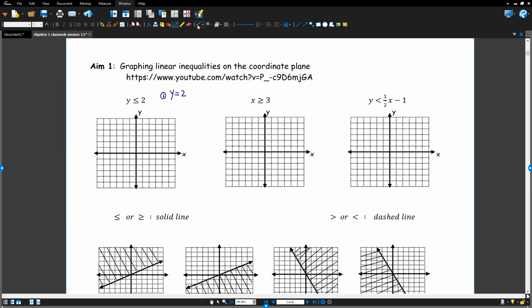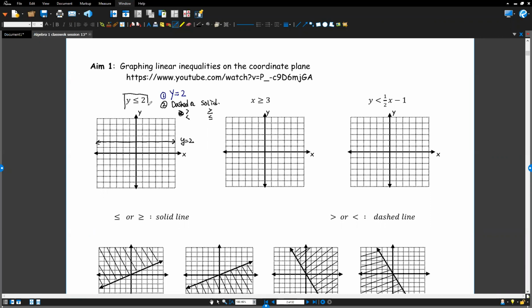Check it out. The next one we have to check is whether it is a dashed line or a solid line. It is dashed or solid. This one has the equal sign, so it is solid. This side, with no equal, is a dashed line. So for y equal to, with the equal sign over here, we're going to make a solid line. y equal to is this way. This is y equals 2.